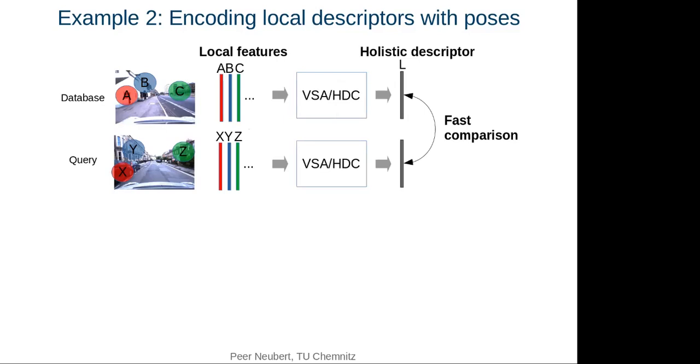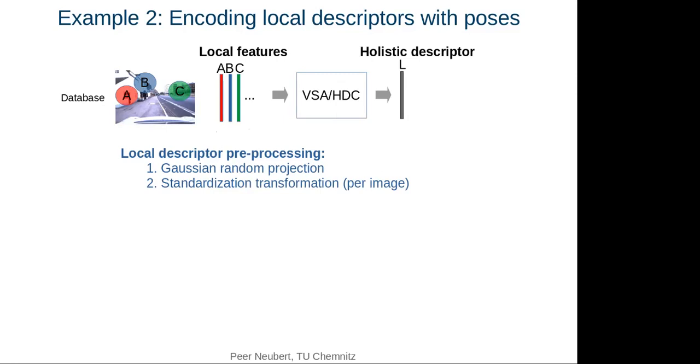So what do we need to do in order to get those holistic descriptors? So first we need some local descriptor pre-processing, meaning a Gaussian random projection to control the number of dimensions and get distributed representations, and then this standardization transformation. And here it's sufficient to do this per image. So given the single database input image with those 3 landmarks, I just subtract the mean descriptor from those landmarks from each of them. So that's this standardization transformation.